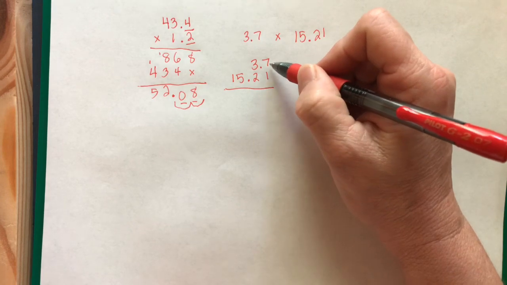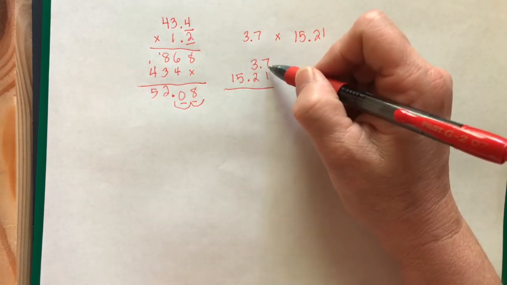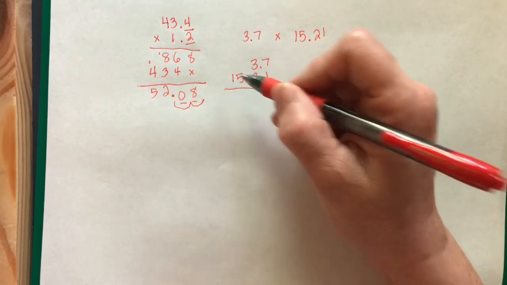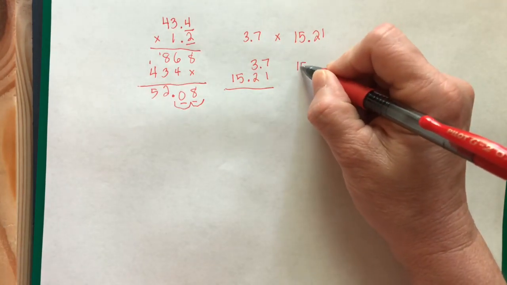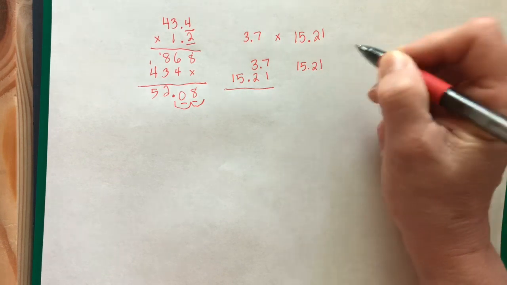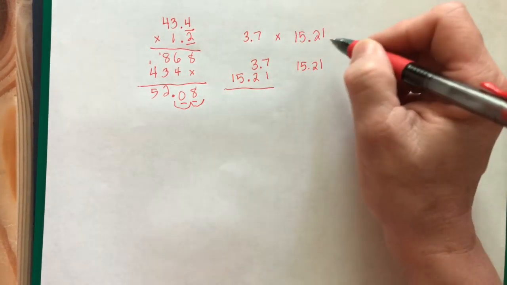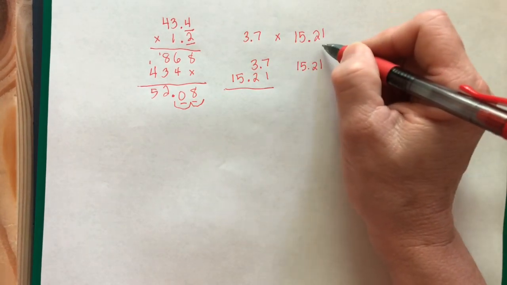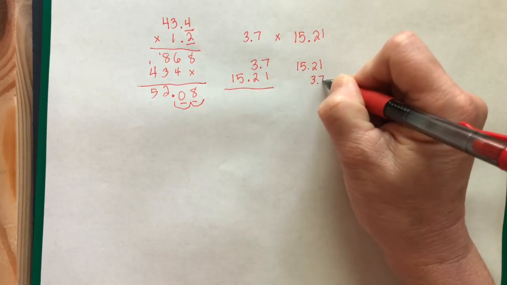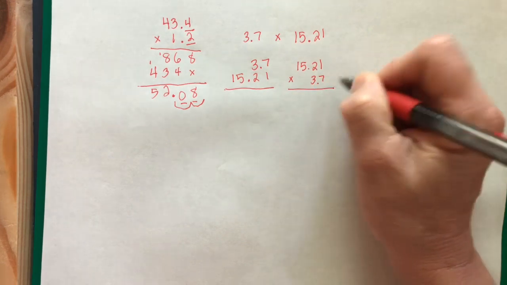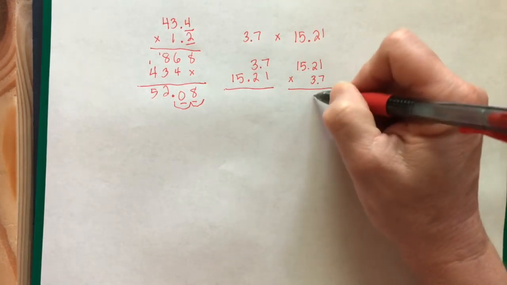You can multiply this 1 times everything up here, and then the 2 times everything up here, and then the 5, and then the 1. But it's really easier to write it like this, because we can multiply in either order. So go ahead and multiply this 15.21 times 3.7. Put the smaller number on the bottom. That's easier.